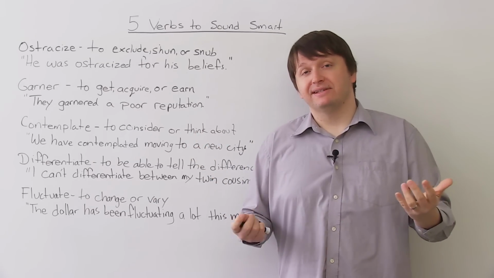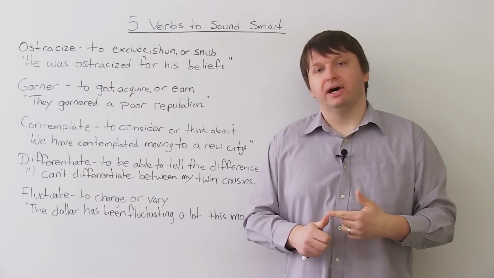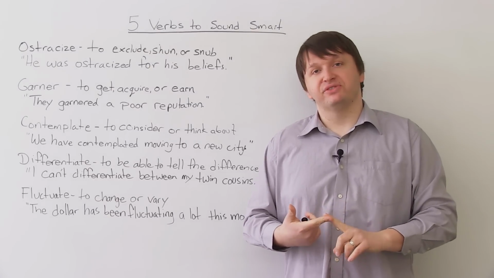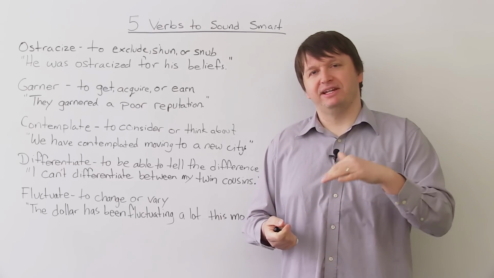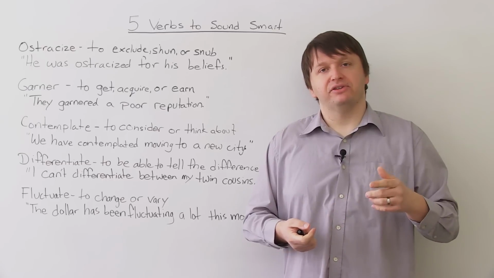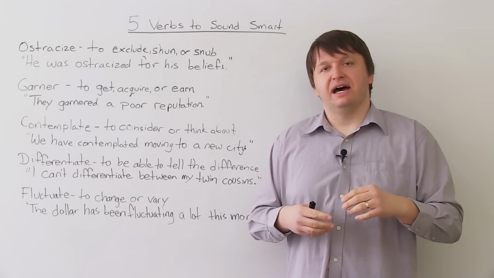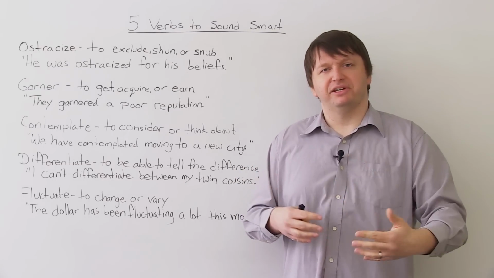So what are some things that can fluctuate? We can talk about the economy. You can also talk about the weather. So you can say the weather has been fluctuating a lot this week. You can also talk about your beliefs or the things you say, if they're inconsistent with one another.